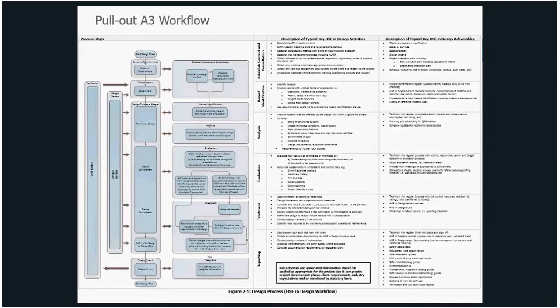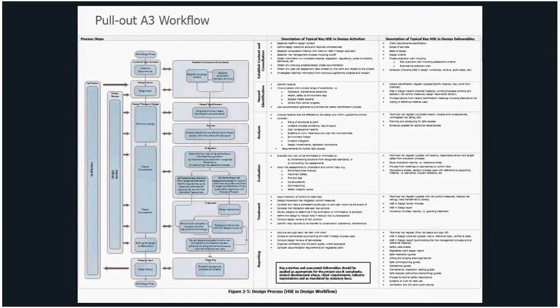Going into a little bit more detail, in the procedure itself, to help, we've created an A3 pull-out workflow. It's a bit hard to see on the screen, but basically the left-hand side is, as we spoke about before, the design phases, and then how the HSE and design elements dovetail into our design process. And then on this side here, it's got the typical activities that happen at each of these phases and the typical documents that may be produced.